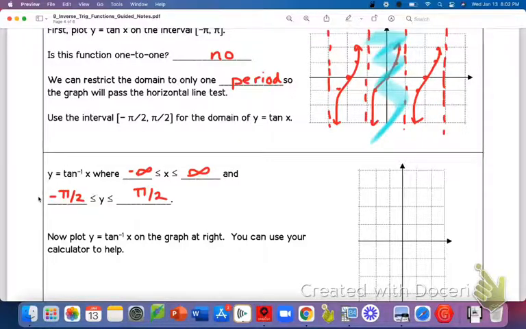All right, so what do we have happening here? We've got 0, 0 still there. At quarter of a pi, we were at 1.